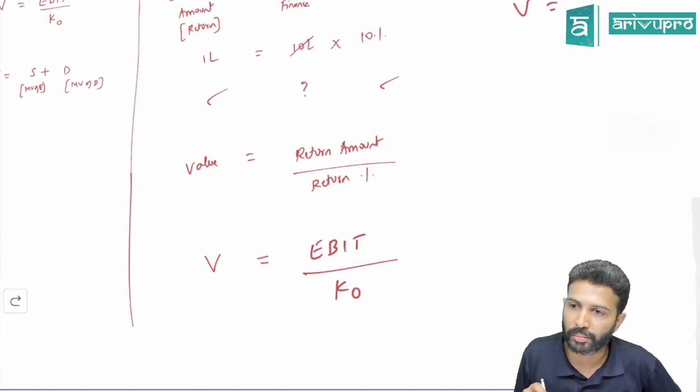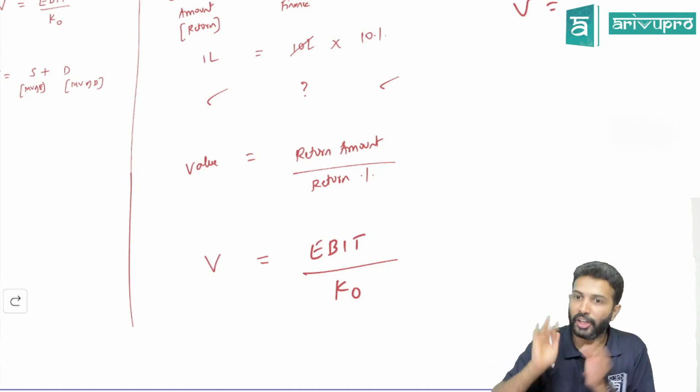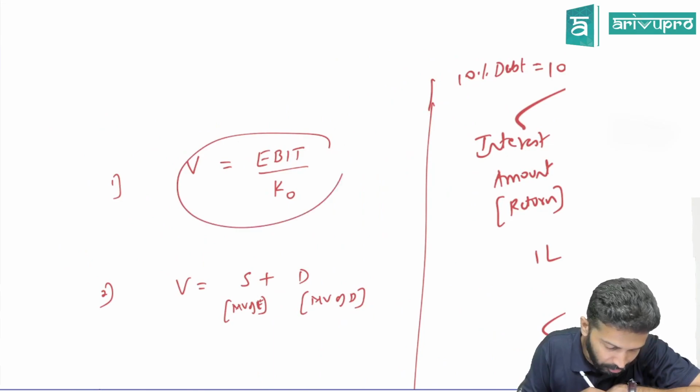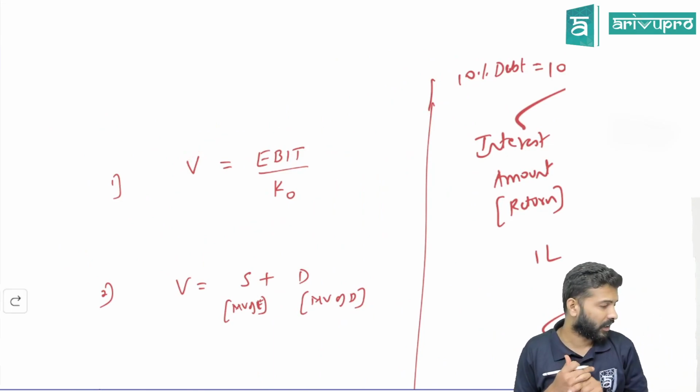EBIT divided by K. Is it okay? You just don't have to derive this. You just need to remember it. This is a very important formula. First formula, are you able to remember it? EBIT divided by cost of capital.